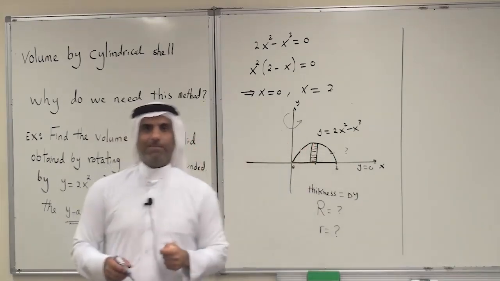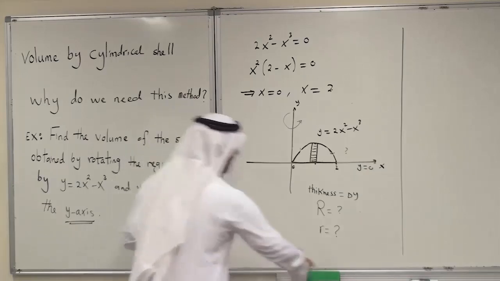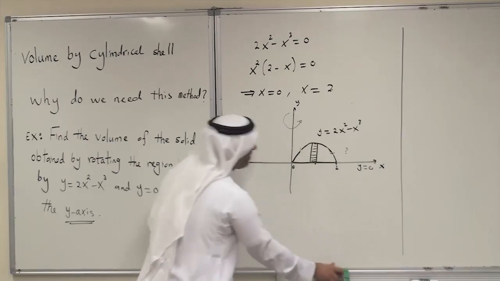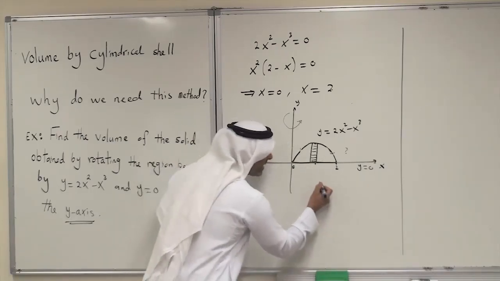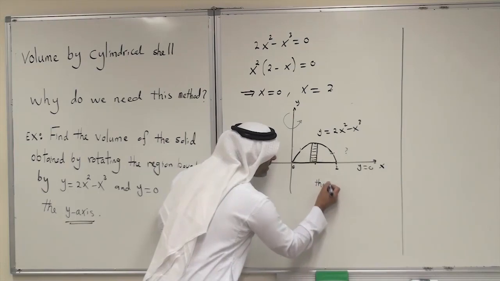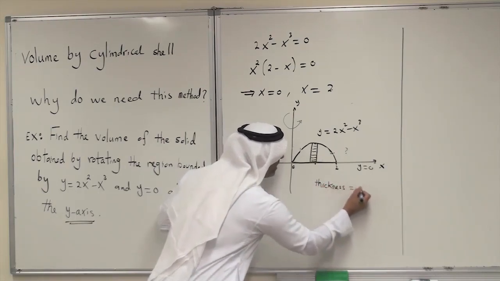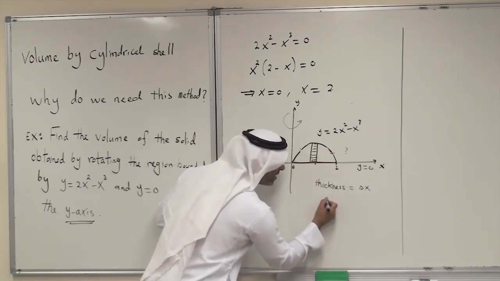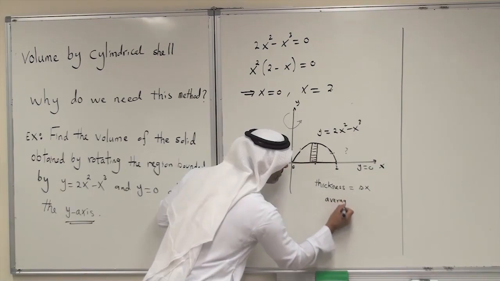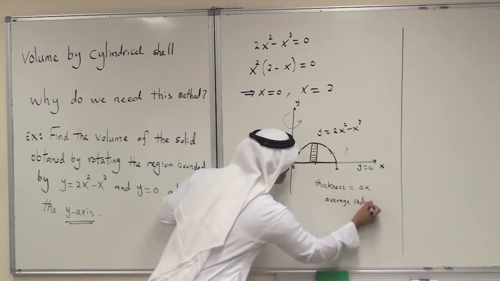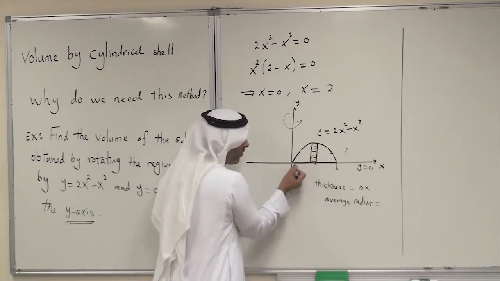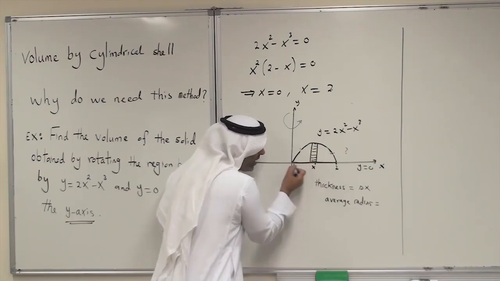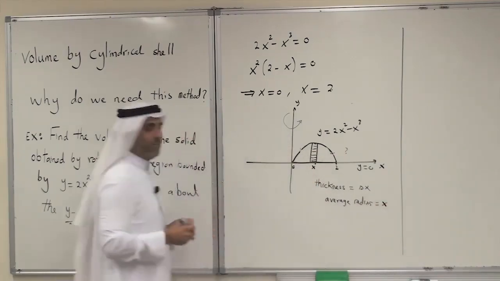Why? Because if I rotate, I get a cylindrical shell. Now my question is, we forget about outer radius and inner radius, because we were not able to find them. The question now, what is the thickness of this cylindrical shell? Thickness in this case will be delta x, which is this distance from here to here. What is the average radius? The average radius is the distance from the axis of revolution to the middle of this. If you say this is x, then the distance from here to here will also be x.